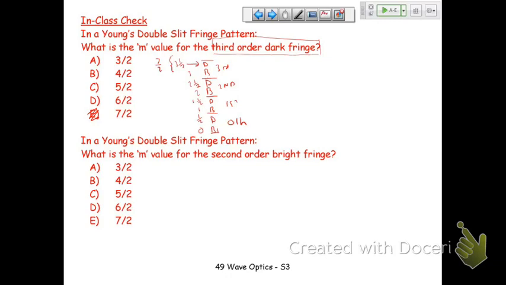And then in Young's double slit fringe pattern, what is the m value for the second order bright fringe? So we have bright, dark, that's your 0th. Bright, dark, that's your first. Bright, dark, that's your second. And it's a second order bright fringe, which is that guy.